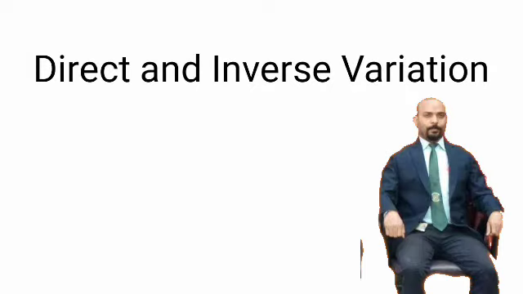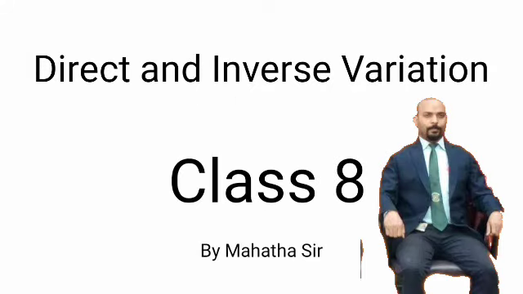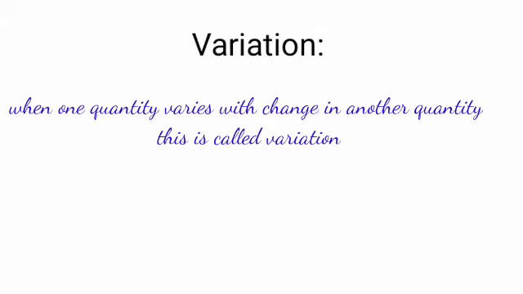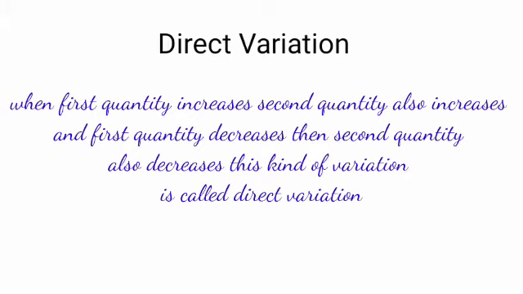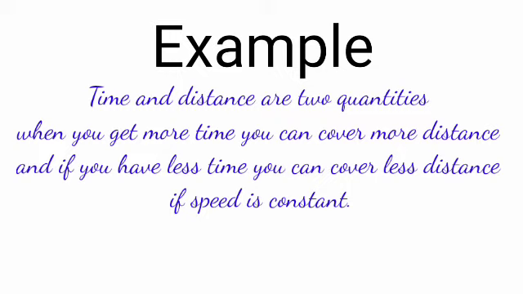Good morning, students. Today we are here to discuss chapter 4, direct and inverse variation. Variation: when one quantity varies with the change in another quantity, this is called variation. It means if one changes, the other also changes. Direct variation: when the first quantity increases, the second quantity also increases, and when the first quantity decreases, the second quantity also decreases. This kind of variation is called direct variation.